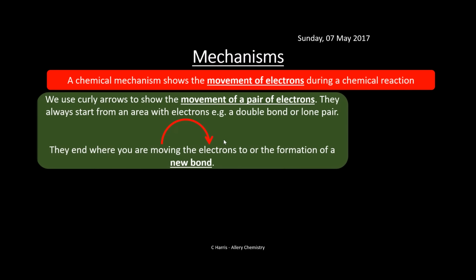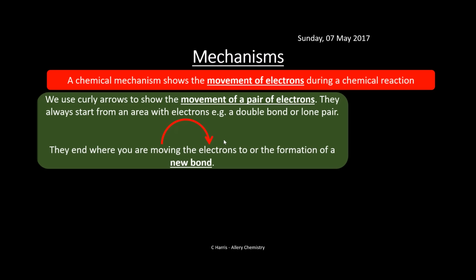Okay, mechanisms. A chemical mechanism shows the movement of electrons during a chemical reaction. Organic chemistry is all about mechanisms. You have to be able to show how reactions occur, and the arrows are crucial, so you need to know about these arrows. We use a curly arrow to show the movement of a pair of electrons, and you'll see this throughout the rest of the organic chemistry topic.